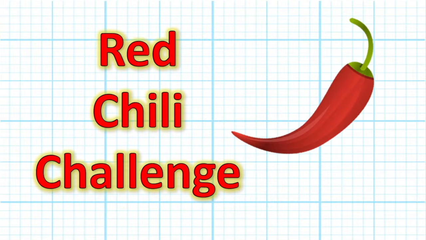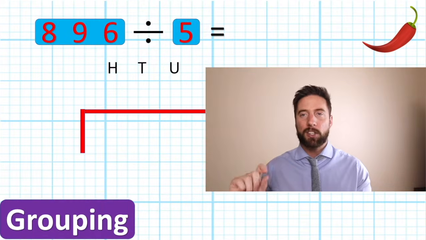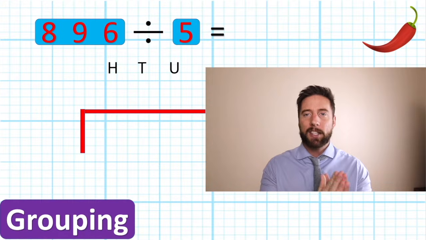Okay, let's have a look where this can go. Let's have a look at a red chili challenge, because they're not always going to be as easy as that. We could get complications, as we're going to see now. Let's have a look at 896 divided by 5. We're going to put our hundreds, tens and units up there just for our own understanding, but we're going to start in the same way.